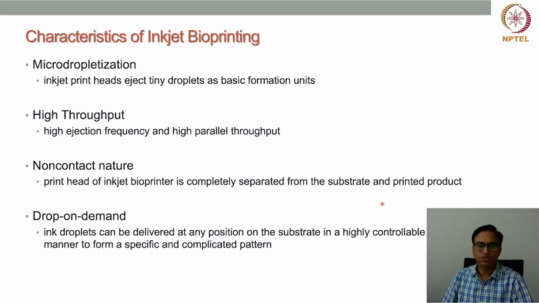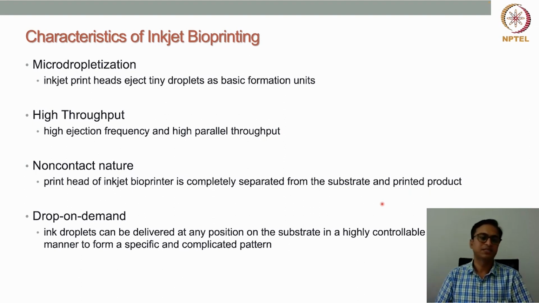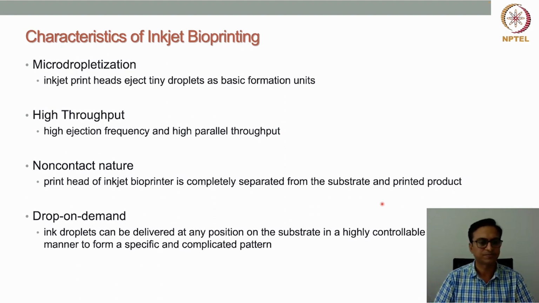Next thing is the high throughput. Because of the high ejection frequency and high parallel throughput, as I already discussed, within the printers there are multiple nozzles lined up. So in parallel we can generate multiple droplets, right? In certain cases hundreds of droplets can be generated at a time, and the frequency of ejection is very high. So that's why it's a very efficient and high throughput method for printing various structures.